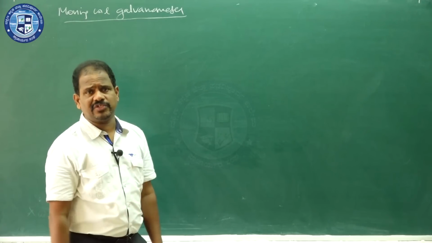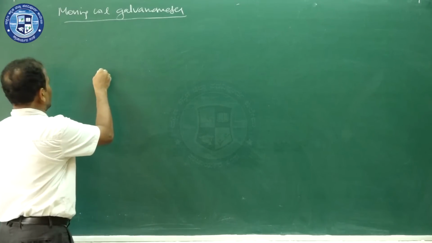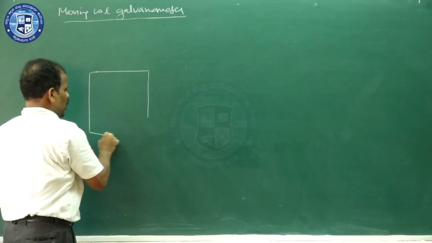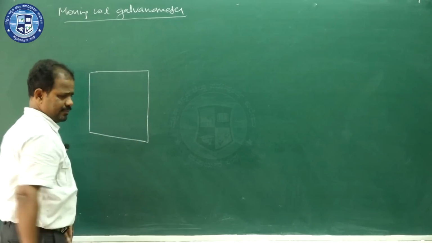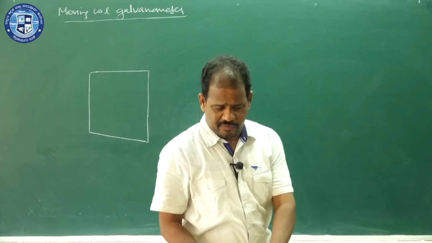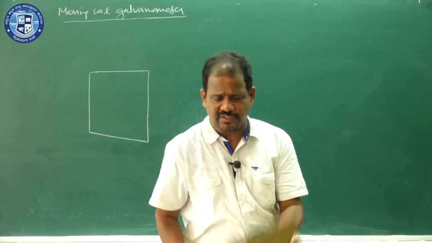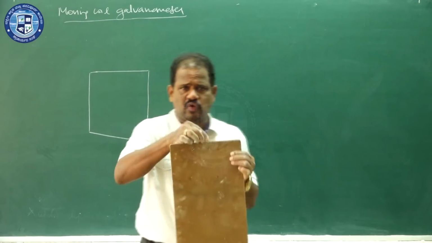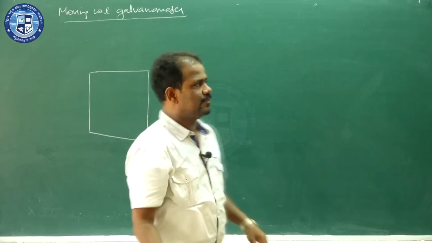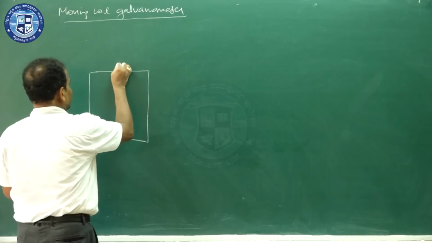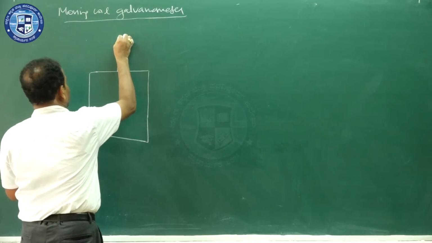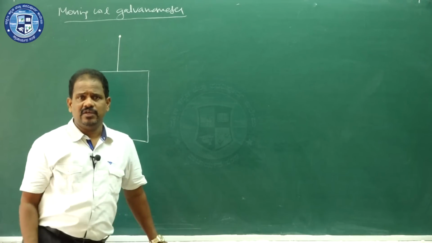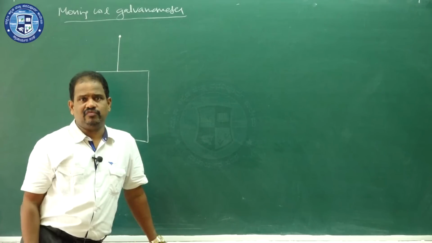A moving coil galvanometer consists of a rectangular coil which has many turns of copper wire. This is a rectangular coil, and this coil has many turns, and this coil is suspended. The coil is suspended by means of a phosphor bronze wire. Phosphor bronze is a material which is torsionless, twist free.